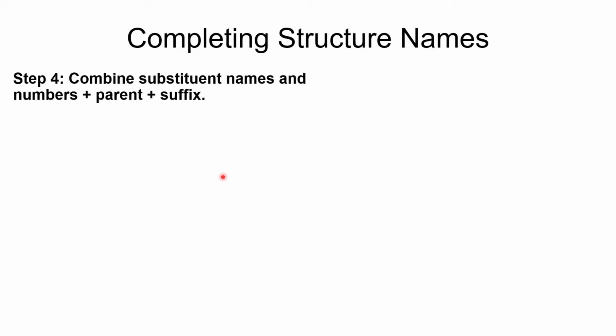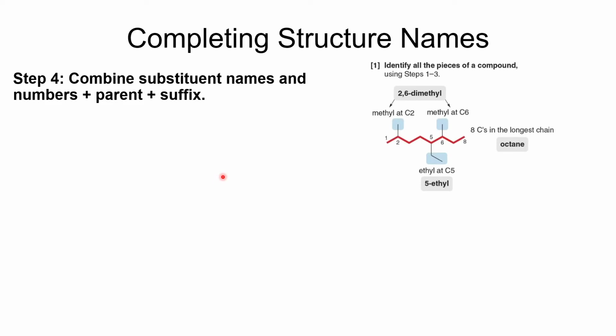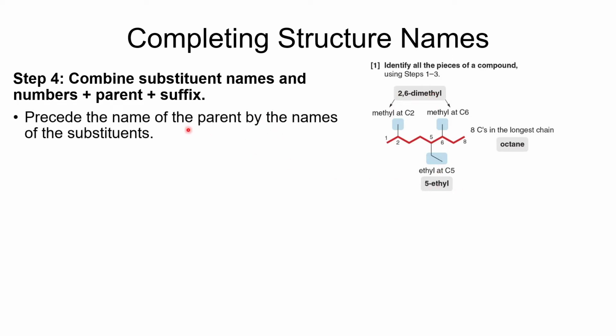All right, and now we want to complete our structure names. So combine everything together: parent, your substituents, and your suffix. So here our parent is oct. Our suffix is ane, so octane is our longest chain. We've got a 2,6-dimethyl and a 5-ethyl, and we want to precede the name of the parent by the names of the substituents. So the substituents are going to go out front.